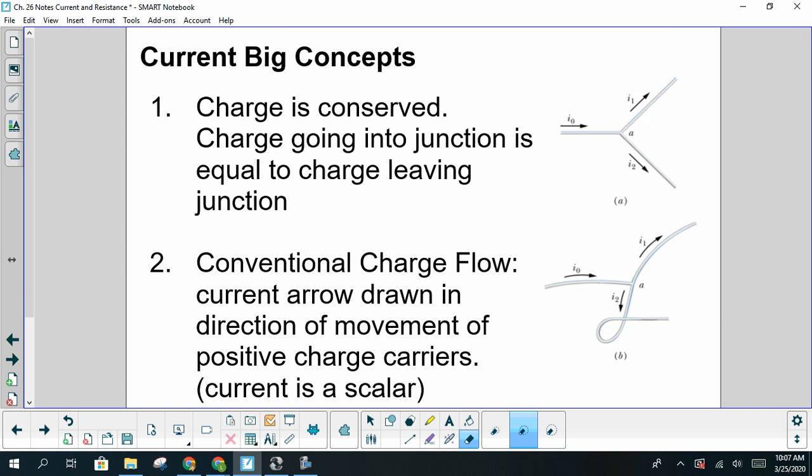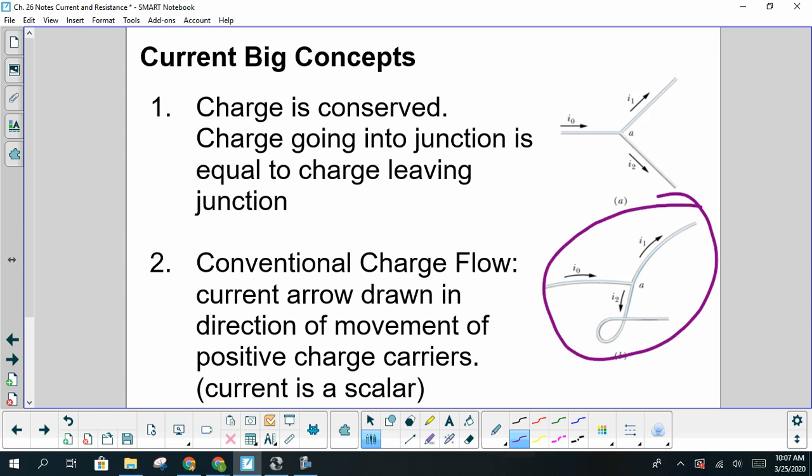It's kind of like water flowing through a pipe. If water comes into the pipe, water has to go out of the pipe, or pipes in this case. That's also true if you have a crazy little shape that looks more like this. This shape is a lot different, but it's still the same idea: the current that comes in is going to be equal to the sum of those two currents leaving that junction.